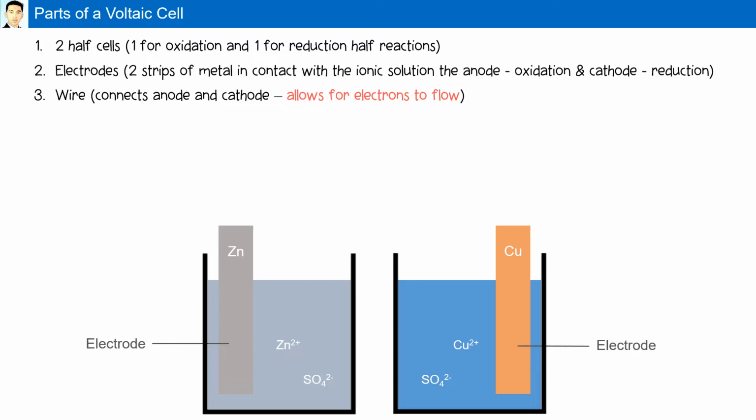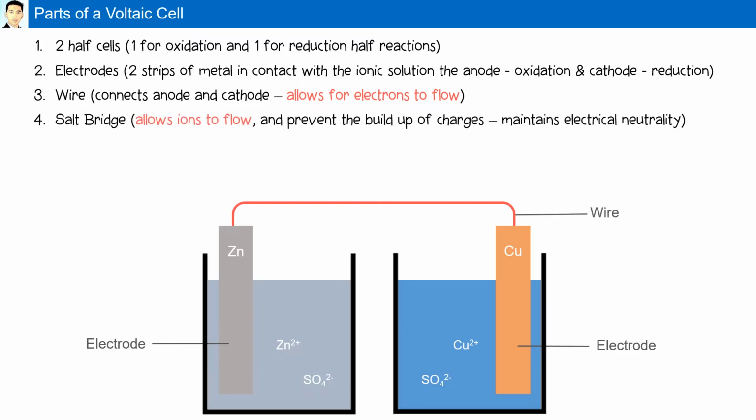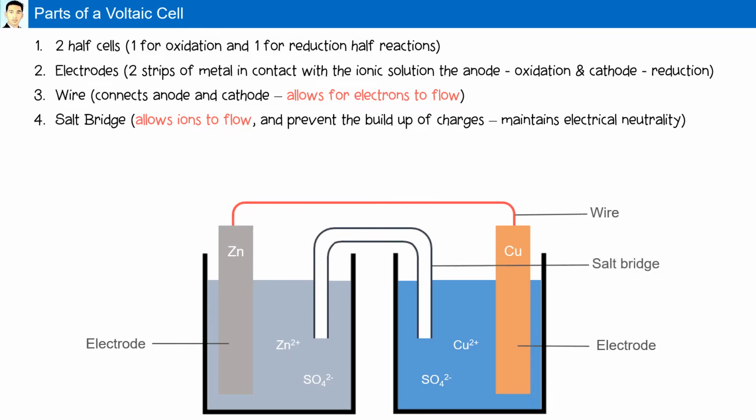Next, the two electrodes are connected by a wire, which allows for electrons to flow. Finally, we have a salt bridge. A salt bridge allows ions to flow and prevents the buildup of charges, which maintains electrical neutrality.